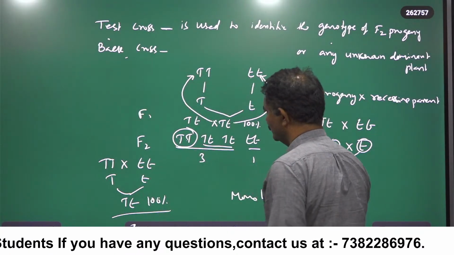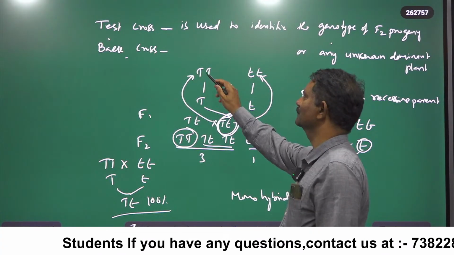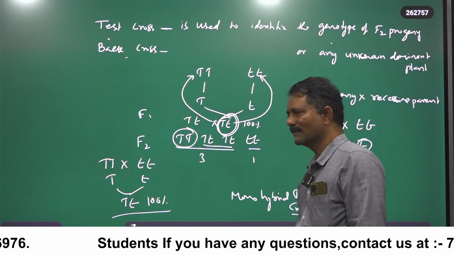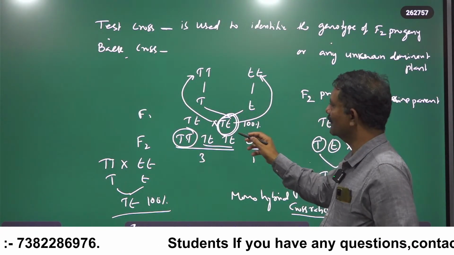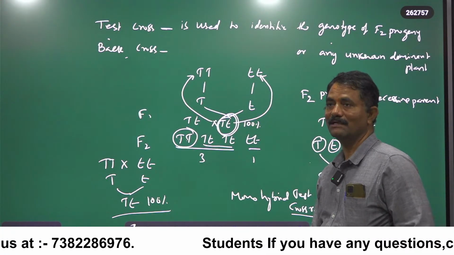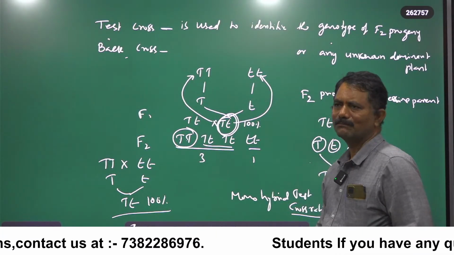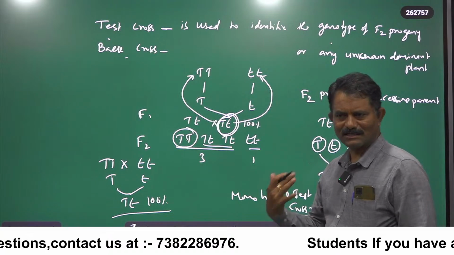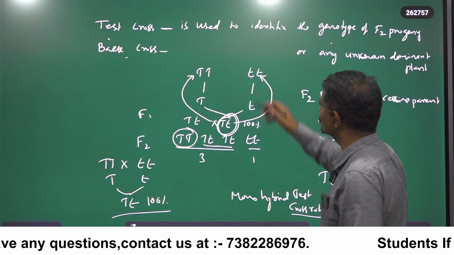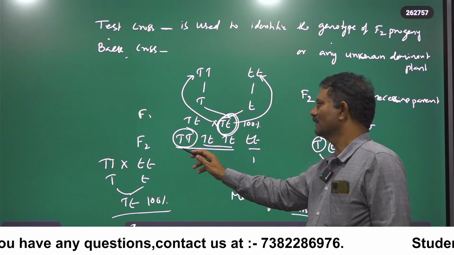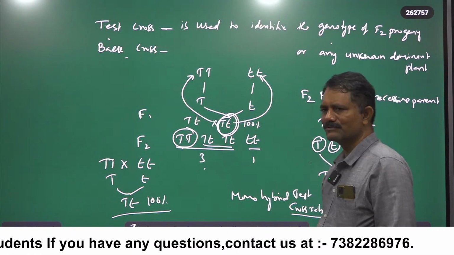Right. Back cross means the F1 progeny is crossed with either of the parents. Back means progeny with parent, back. But in test cross, F2 has dominant plants, but we don't know which is homozygous dominant and which is heterozygous dominant. Automatically we need the test. That is why we use the test cross, to determine whether it is homozygous or heterozygous, and we determine the genotype of the progeny.